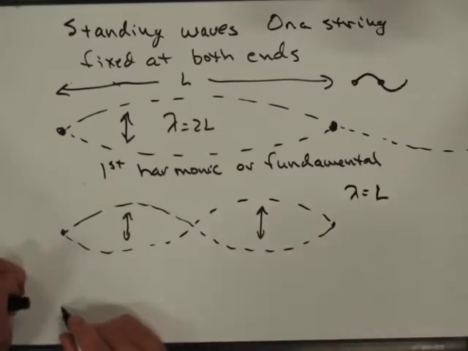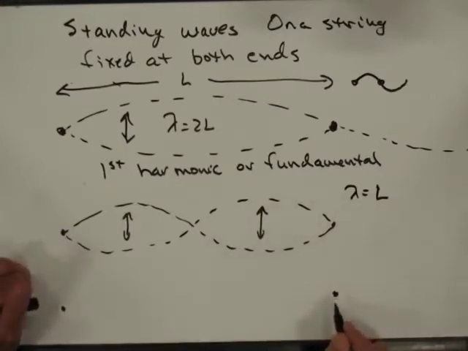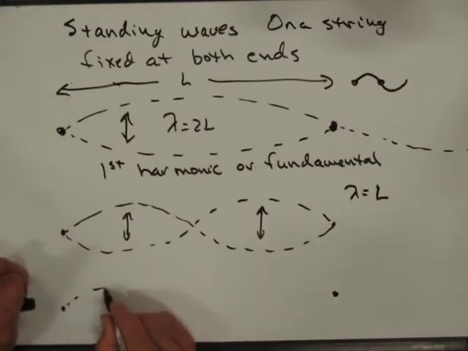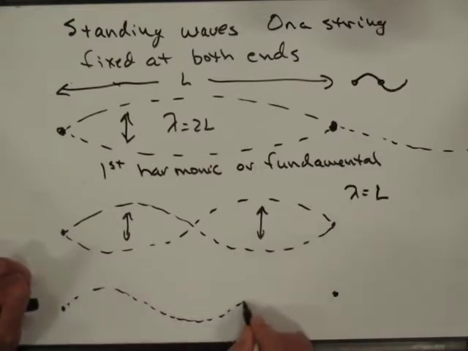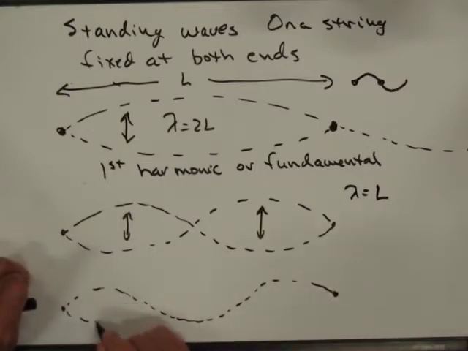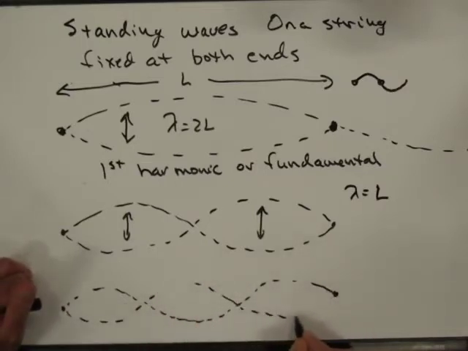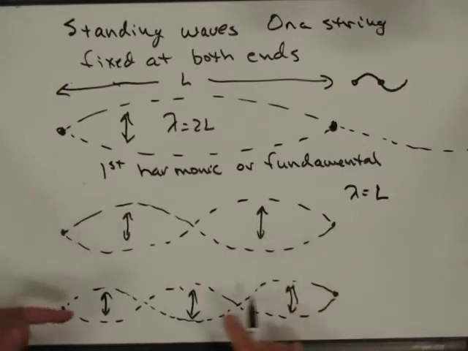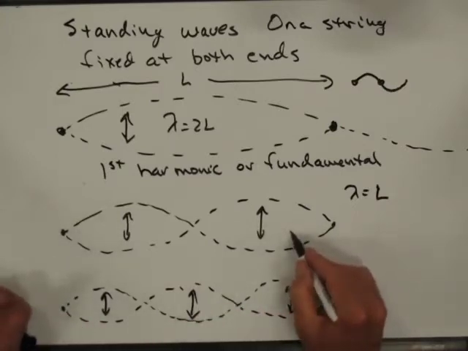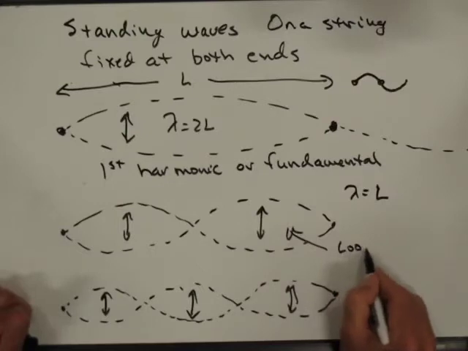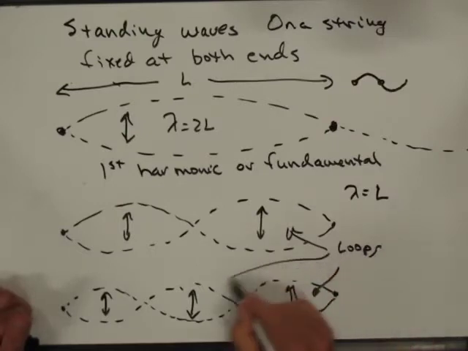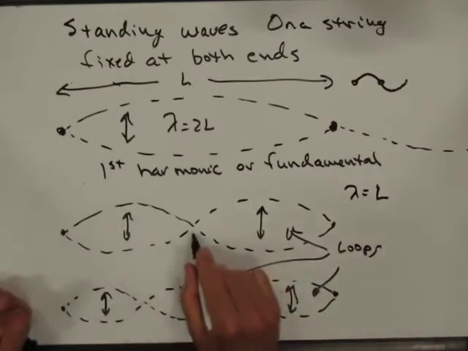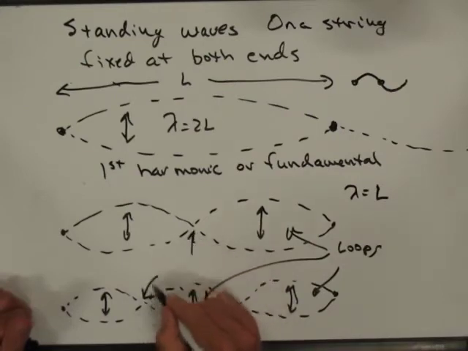The next harmonic looks like this. Again, the string is always fixed at the same 2 points, but now we have 3 loops. So the string is now vibrating like this, right, up and down, but with 3. These are called loops. And so on, right? These guys are called nodes.